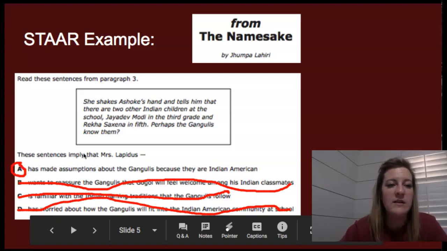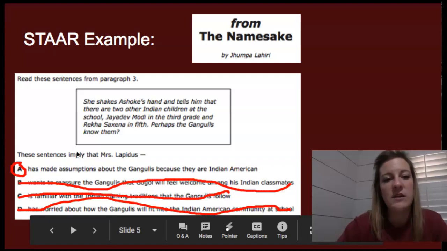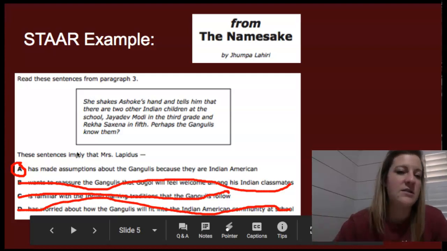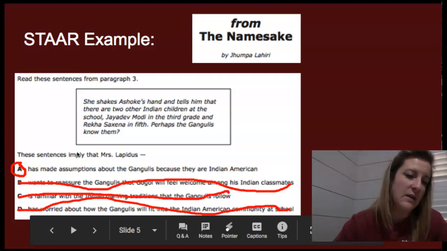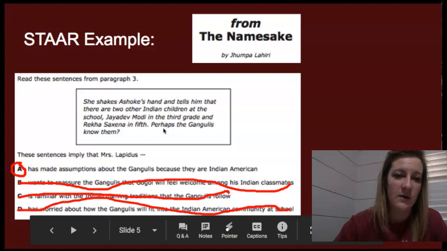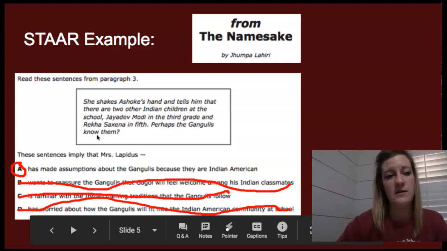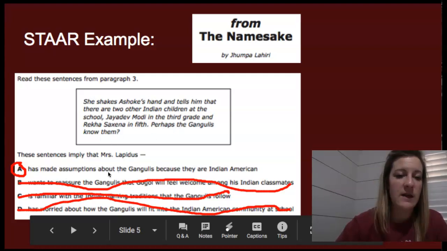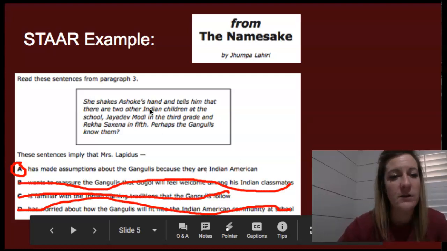When you're implying things and inferencing between passages, you're drawing conclusions, you cannot assume anything unless you read it. It's not going to be explicitly there and just say exactly what the answer is, but you have enough evidence to be able to prove it. We obviously know that she's thinking, well, maybe they'll know them, and so assumptions are made about something. And then we know that they're Indian children because it says it right there. So A is the safest answer, and it is correct.